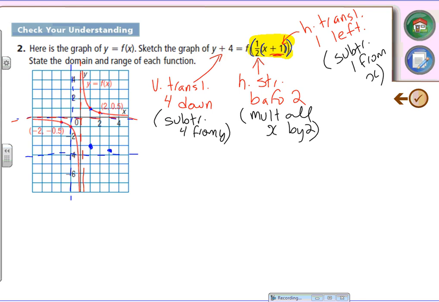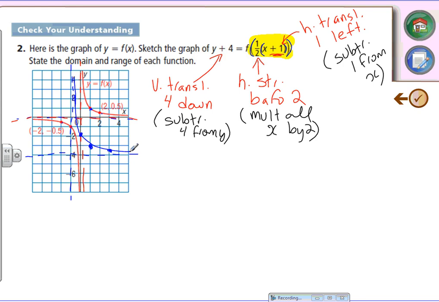So, connecting our dots, we've got right through here. This y-intercept was actually made from the point that was at 0.5, which was multiplied by 2. From 0.5 went to 1, and then 1 left, and 4 down. That's actually how I got it.